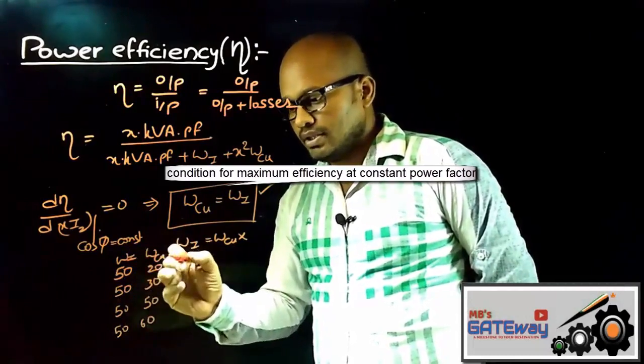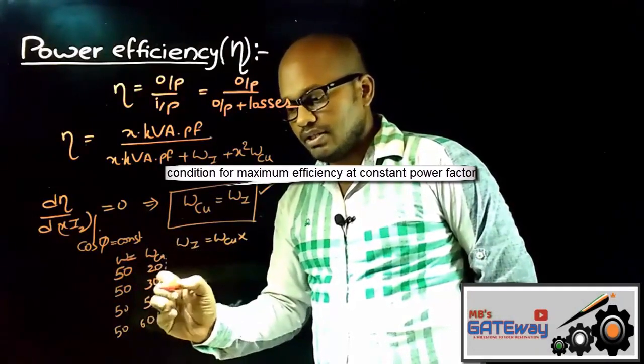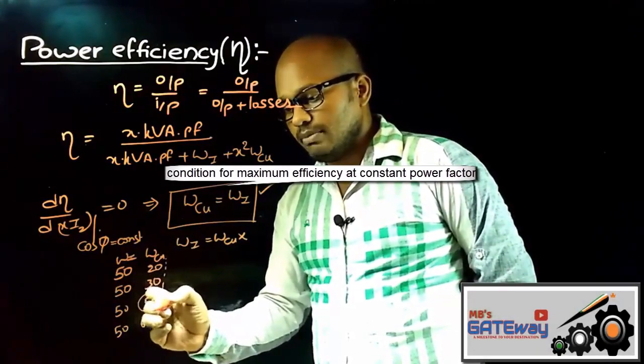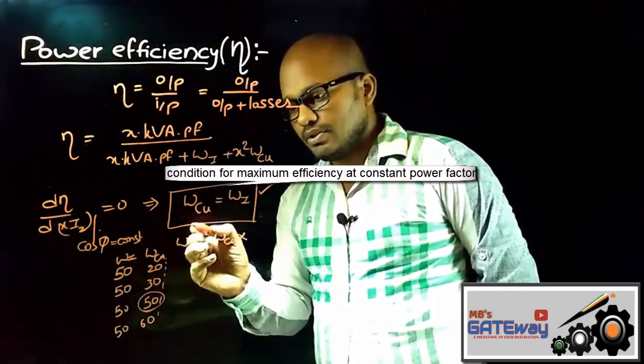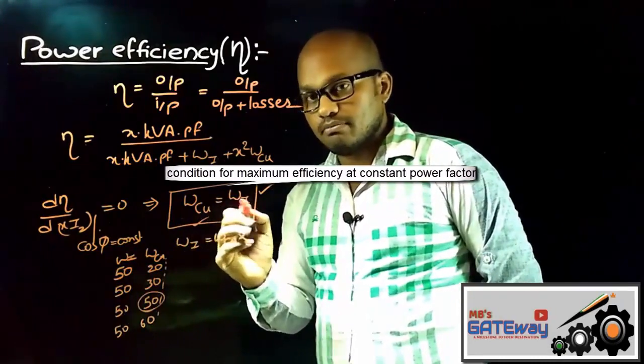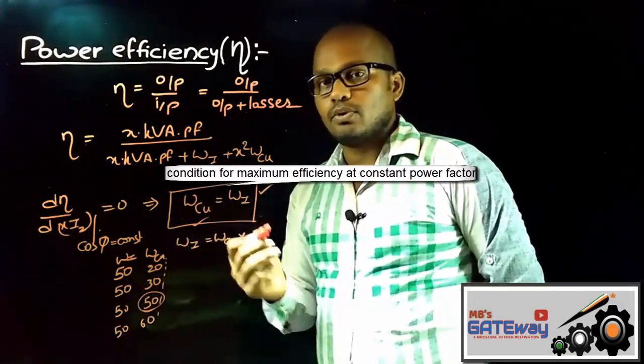So if you observe, copper loss is a variable loss, but at a particular load it became equal to iron loss. So we must represent copper loss equal to iron loss, but not iron loss equal to copper loss.